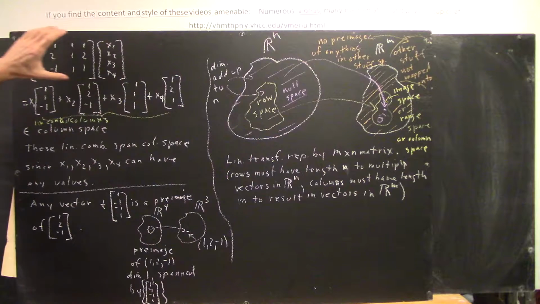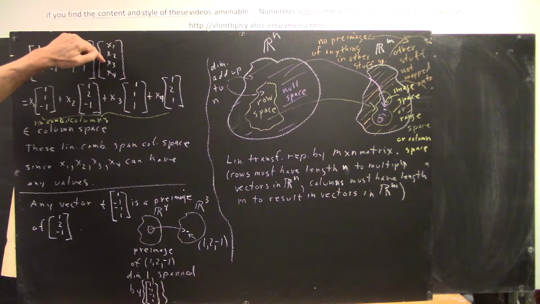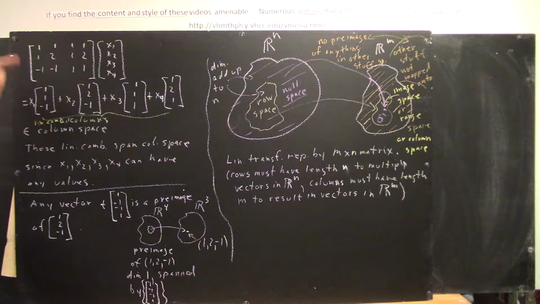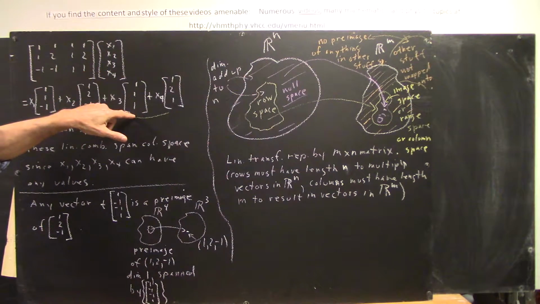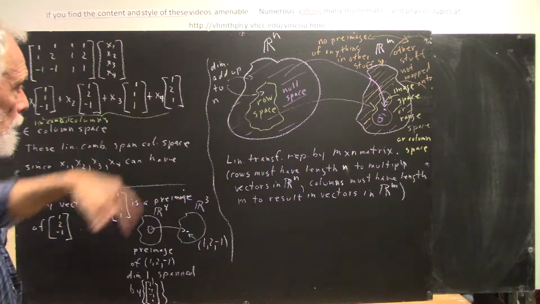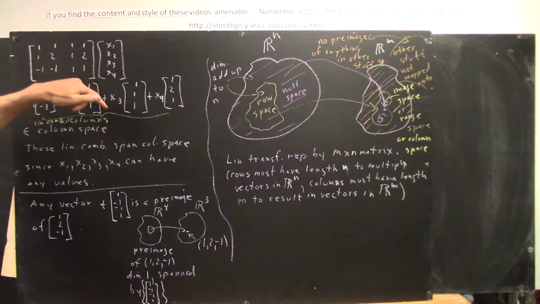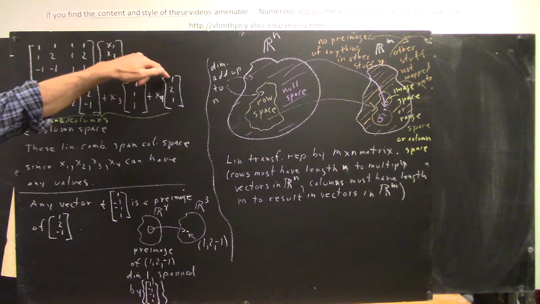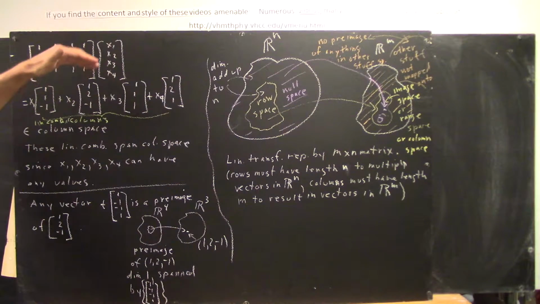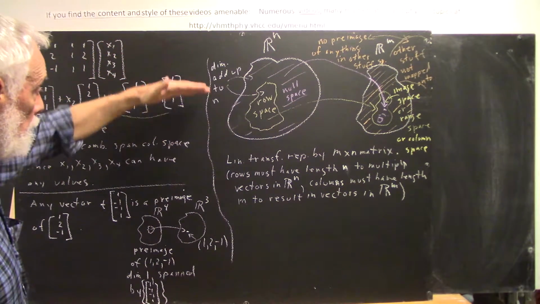In any case, this matrix times the vector x1, x2, x3, x4 could be written as x1 times the first column, plus x2 times the second column, plus x3 times the third column, plus x4 times the fourth column. Okay? If you add these together, what do you get in the first row? You get x1 times 1 plus x2 times 1 plus x3 times 1 plus x4 times 1. You just get x1 plus x2 plus x3 plus x4 in the first row.